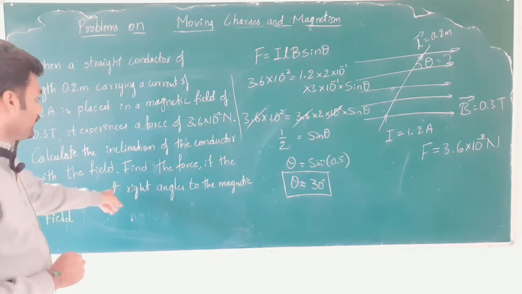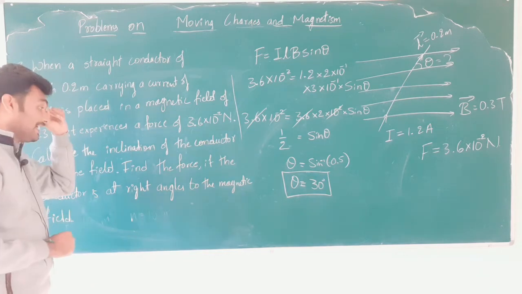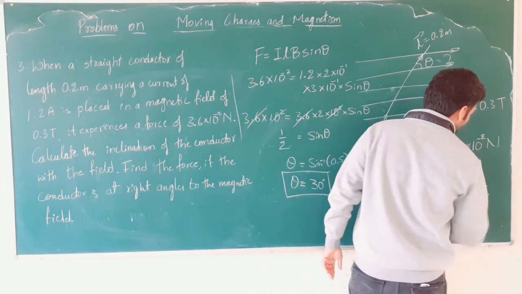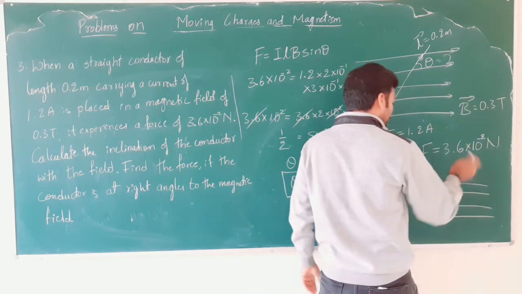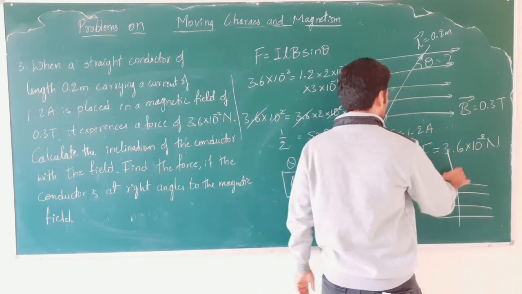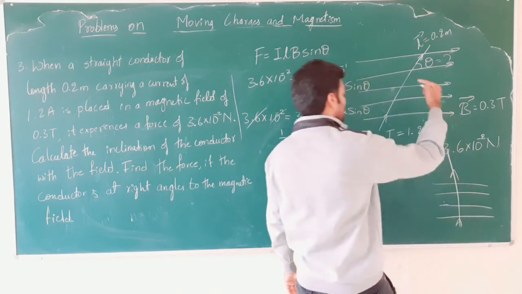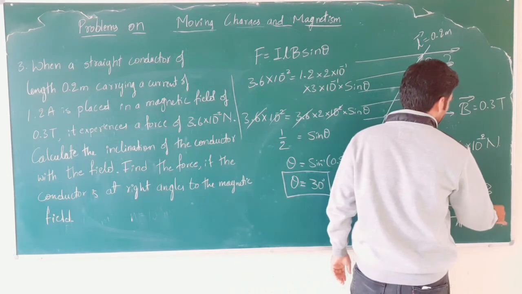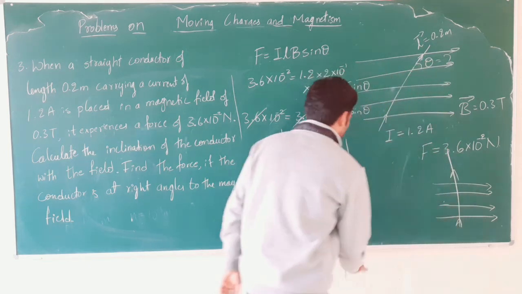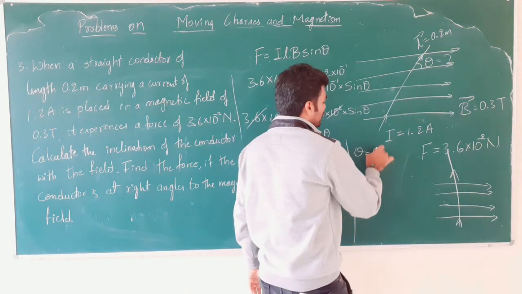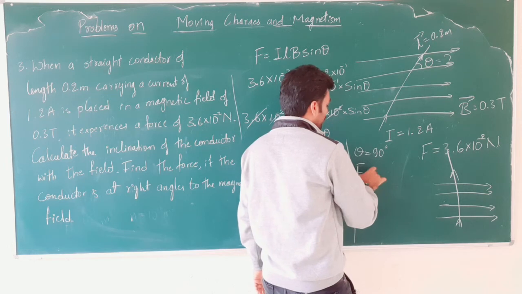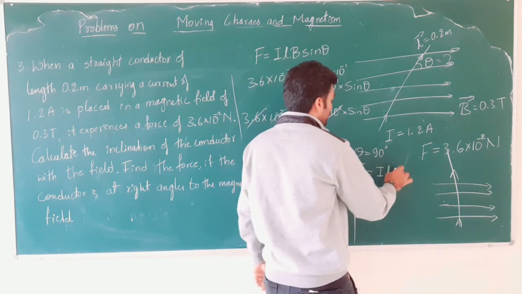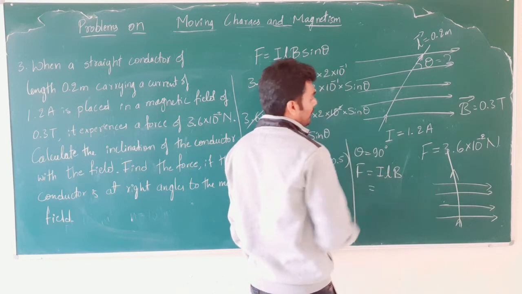Next, find the force if the conductor is at right angles to the magnetic field. So, this is another situation where the same magnetic field is considered, same conductor is chosen. This time the conductor is carrying the current right angles to the magnetic field. For this situation theta is directly given 90 degree and asked to find the value of force. When theta is equal to 90 degree, the expression simply becomes F is equal to ILB.